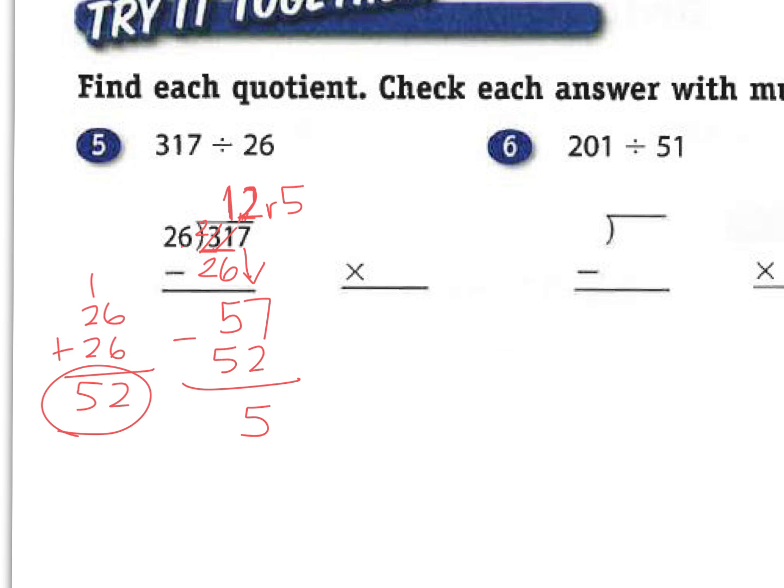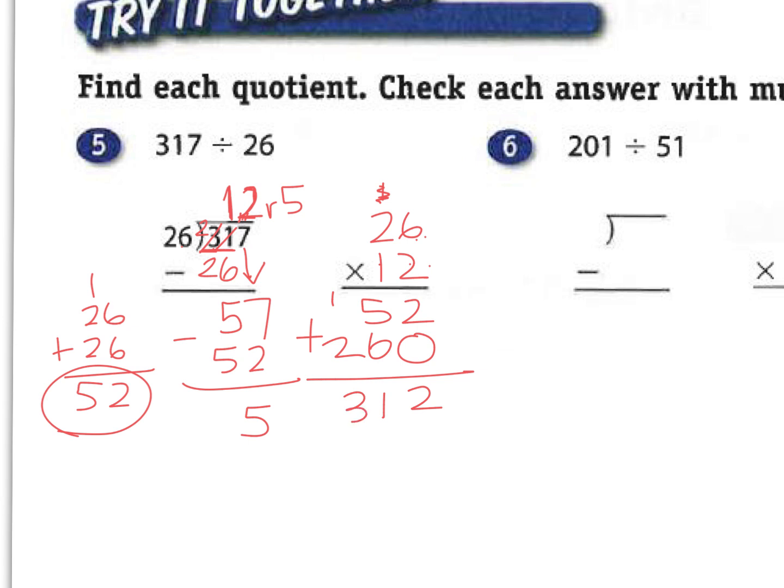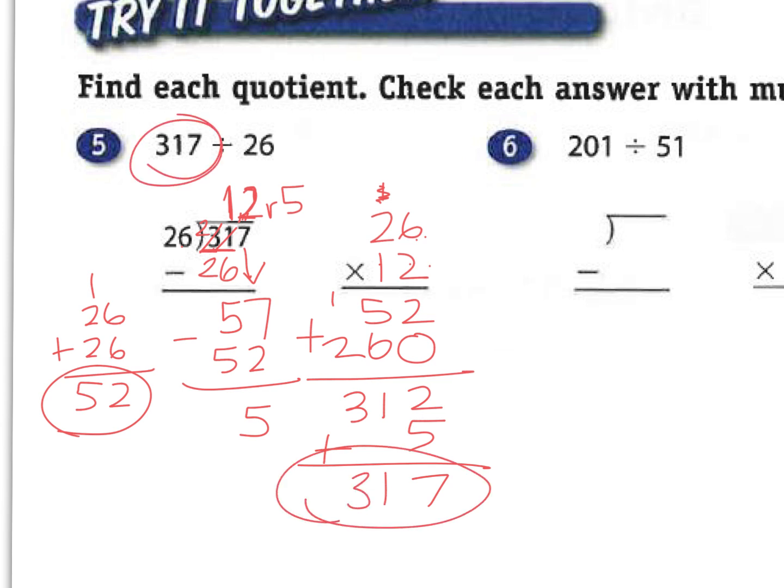So now to check our answer, we're going to do 26 times 12, and then we're going to add the remainder after. So 2 times 6 is 12, carry the 1. 2 times 2 is 4, plus 1 is 5. Bring down the 0. 1 times 6 is 6, 1 times 2 is 2. Now we add these, 11, 312, and then we have to add our remainder, 5, 317. Does that match? Yep. So that means we did that correctly.